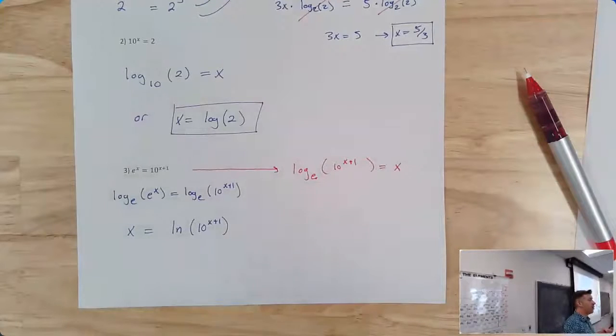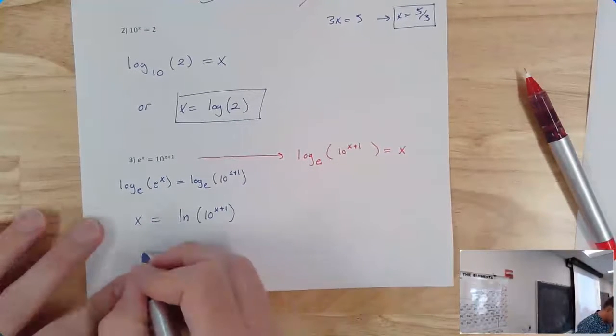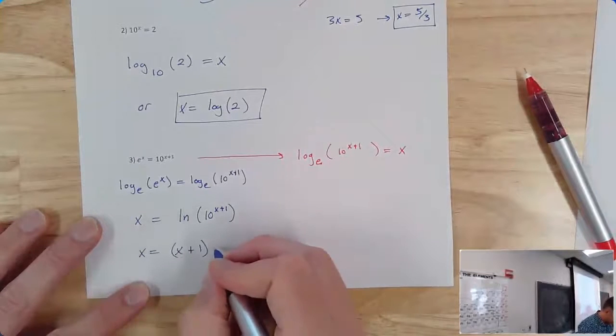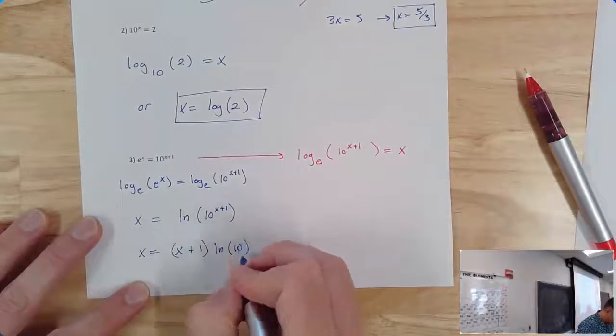And that is often why you take a logarithm of an expression, is because you've got some variables up in the exponent and they're a problem. You want them not there. So you take the logarithm of both sides so then you can bring them down. So I'm going to bring down the x plus 1 and say x equals x plus 1 in parentheses times the natural log of 10.